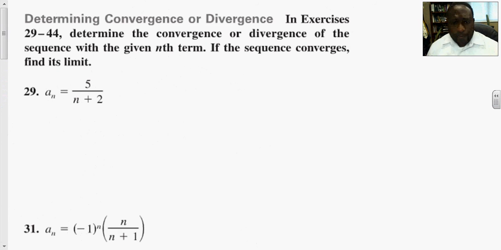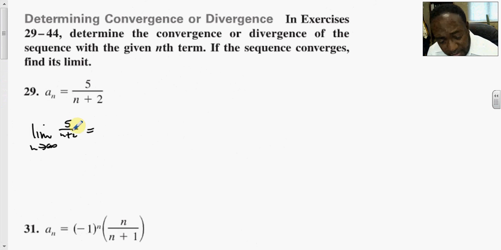Now, let's find the limit of the sequence to determine whether or not the sequence converges or diverges. If it converges, here it says find the limit. The limit as n goes to infinity of 5 over n plus 2. Just think about n as being x as x goes to infinity. Here, 5 over n plus 2 as n goes to infinity goes to 0. So this is the limit. If you have a limit, a fixed number, then we say that the sequence converges.